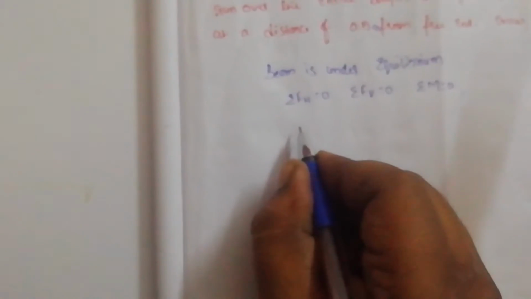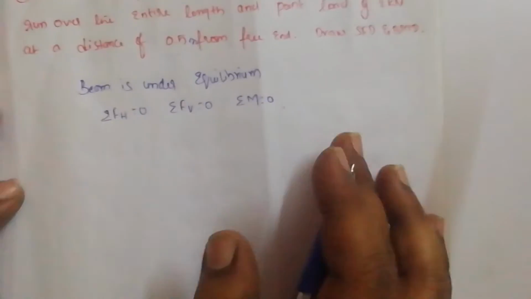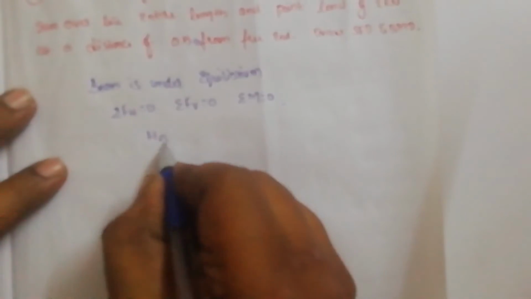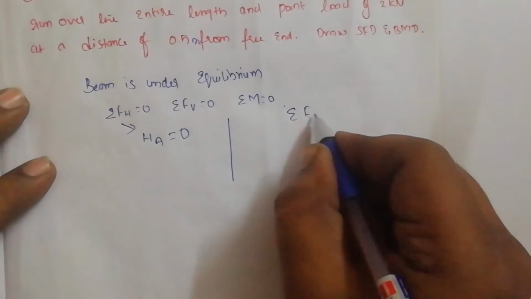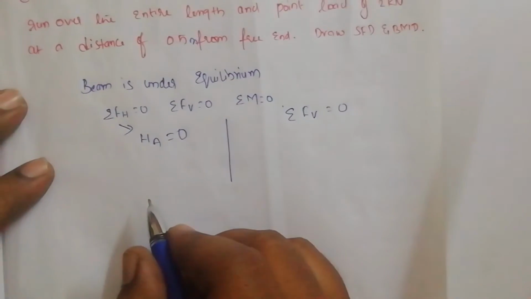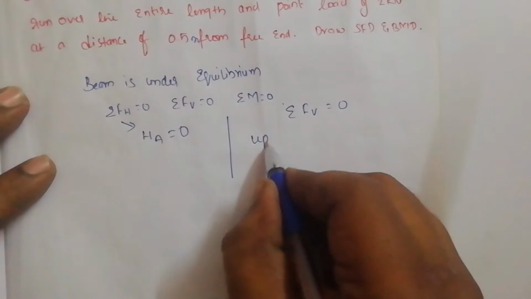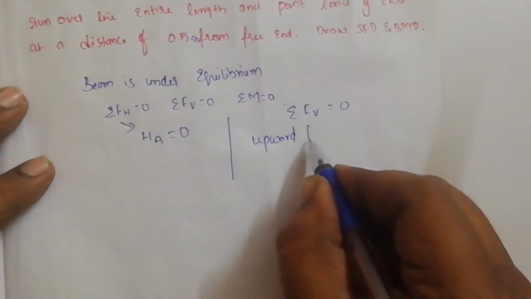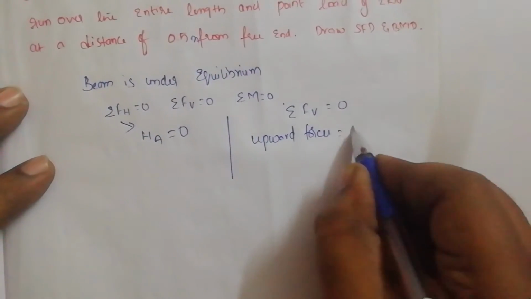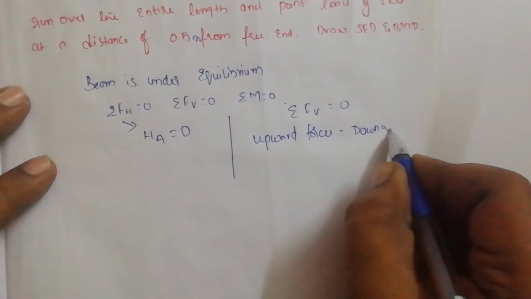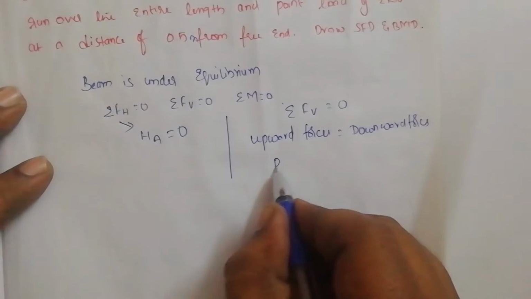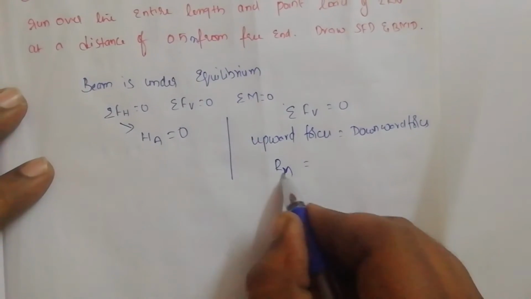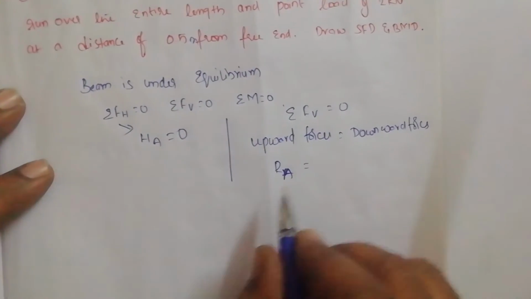Next we will solve summation of horizontal forces and summation of vertical forces. In horizontal force we had only HA, so that is equal to 0. Next, I am doing summation of vertical forces equal to 0. So we write upward forces is equal to downward forces. What are the upward forces acting here is RV, that is we write it as RA, because at point A it is fixed.